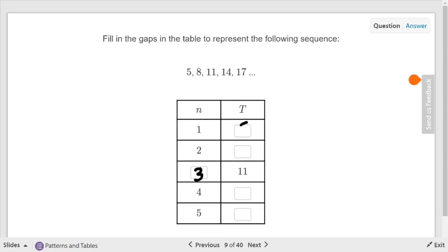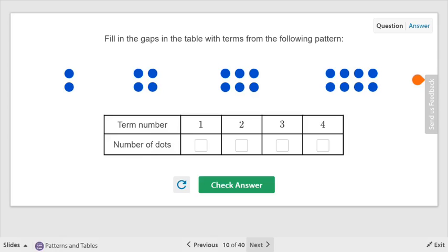Let's see what they do next. This one, we're just counting the number of dots. I'm not even going to stop to write this. Let's just fill it in. How many dots the first one? 2. Then the second one has 4. 6. And then 8. Okay, so you're just counting them up. Good. All right, filling in the gaps from the following sequence.